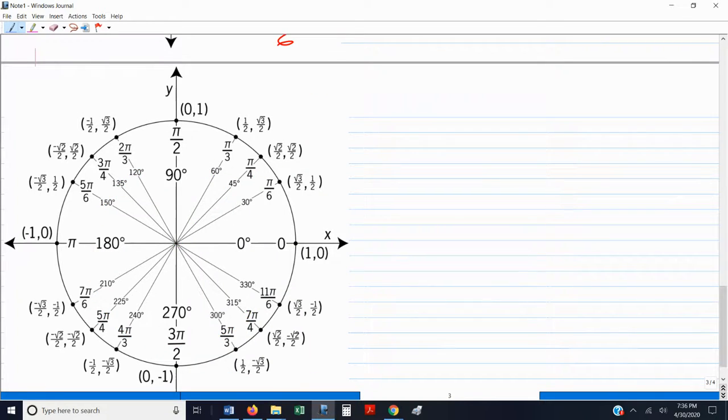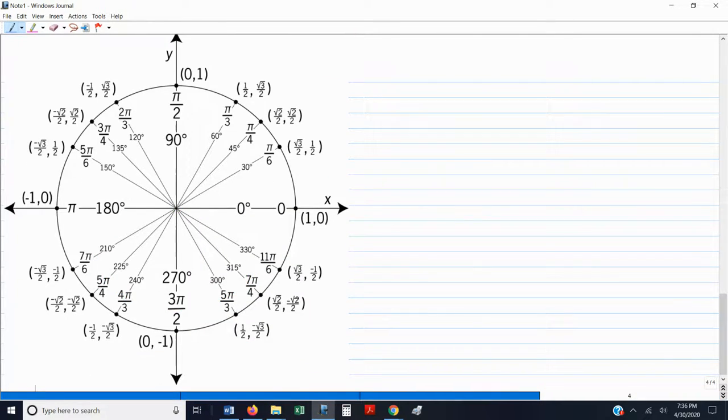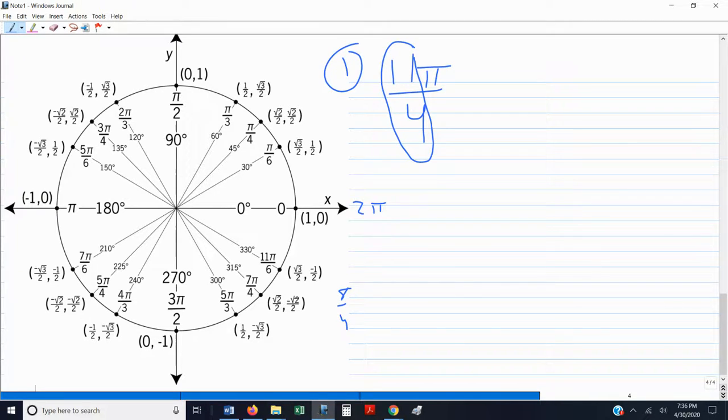And then the very last section of this, we will do 11 pi over 4. Okay, so if you go all the way around the unit circle, that's 2 pi radians, or 360 degrees. Think about 11 over 4. 11 over 4 is more than 2, right? 8 over 4 is 2. 11 pi over 4 is more than that. It's around 3, a little bit less than 3. So it's around 3 pi-ish.